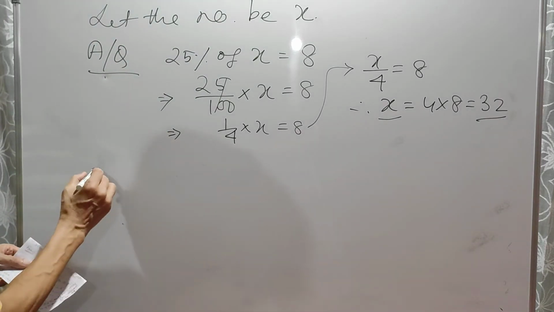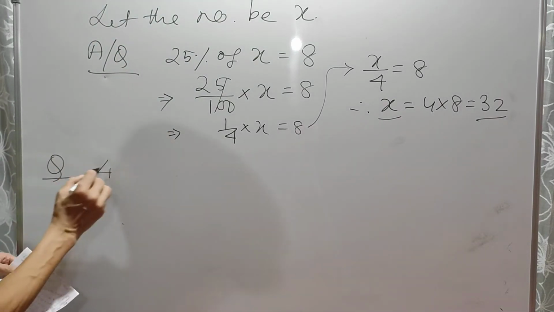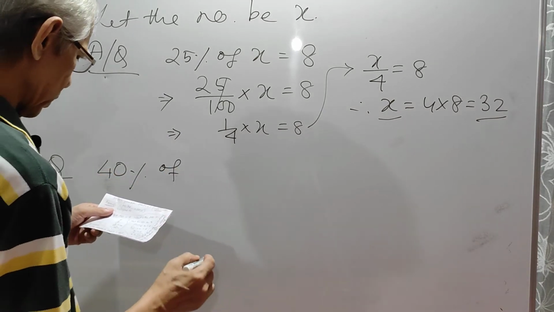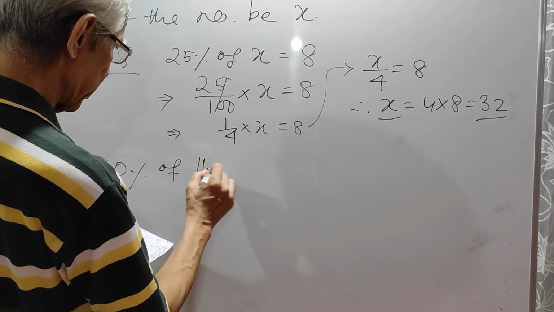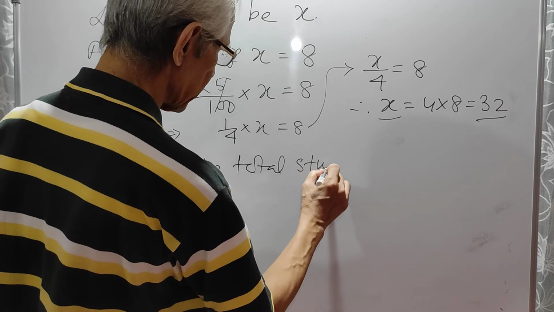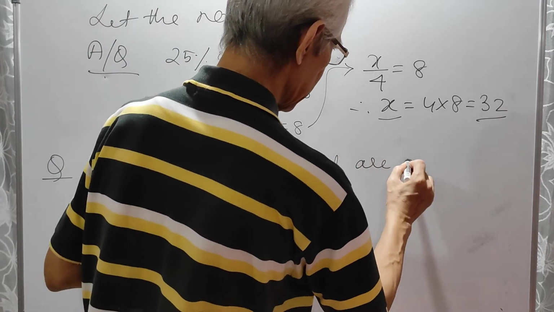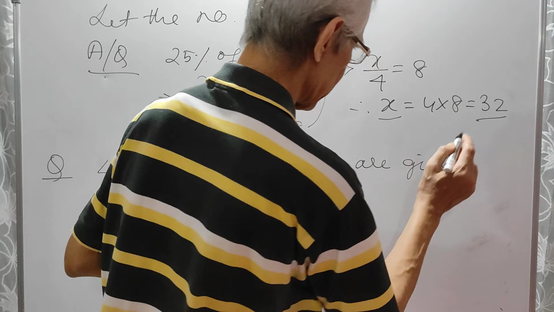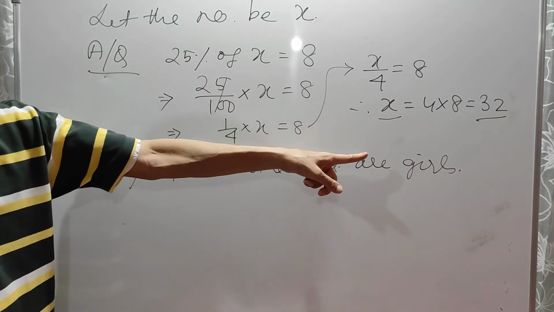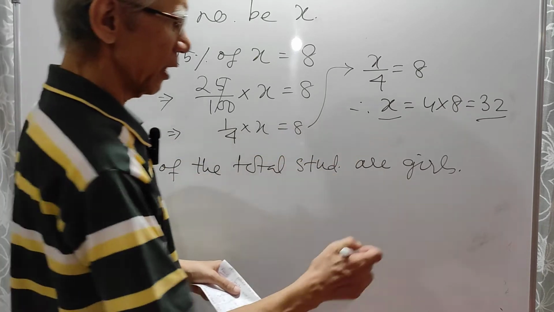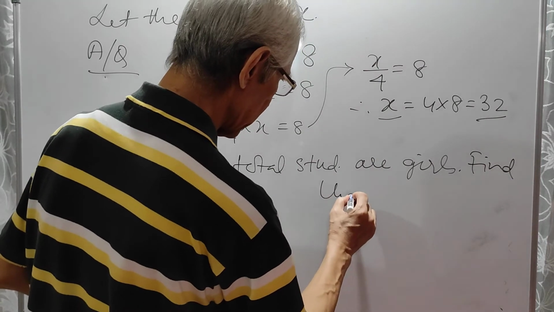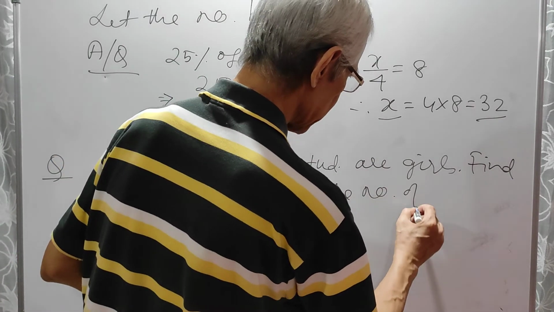Okay, in a school, this is a question. In a school, 40% of the total number of students are girls. So find the number of girls. That is the question. Find the number of girls.